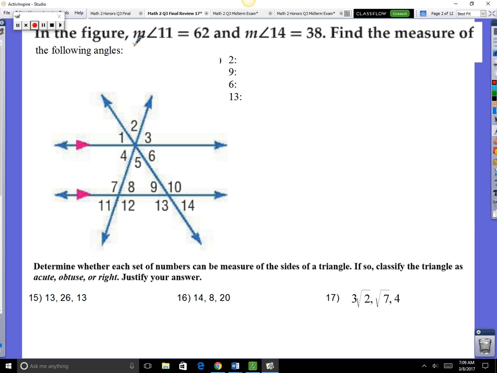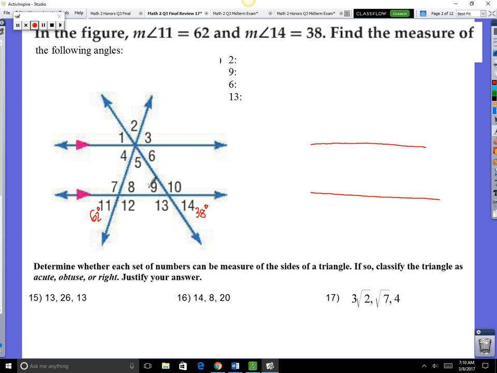So, angle 11 is 62. So that is 62 degrees. And then it tells me 14 is 38. So 14 is 38 degrees. Okay, here's what I can do. This one is tricky because I've got them crossing.